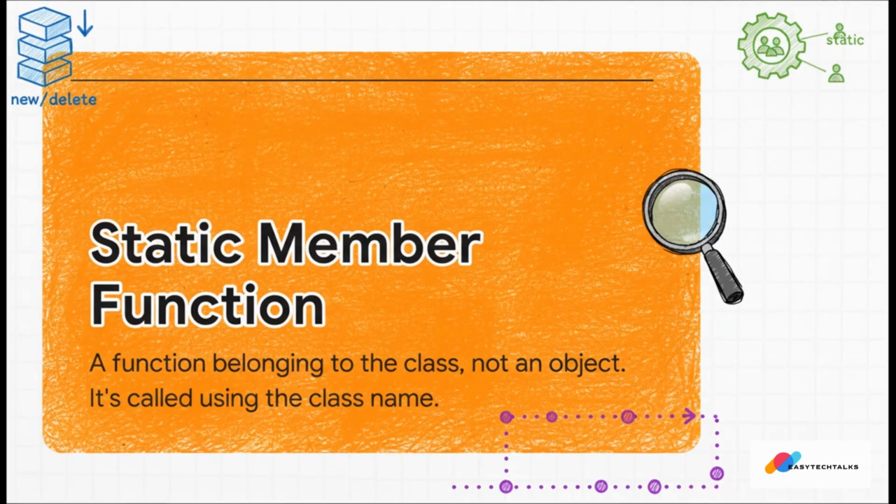And it's not just for data. Functions can be static too. A static function isn't called on a specific object, it's called on the class itself. Think of it as a utility function that's related to the class as a whole, but doesn't depend on the state of any single object. That's exactly why it can only access other static members.